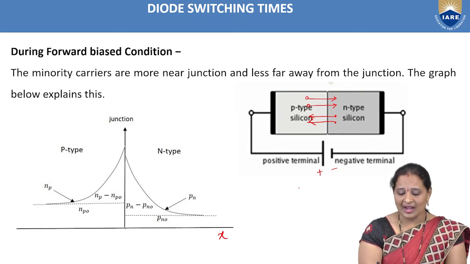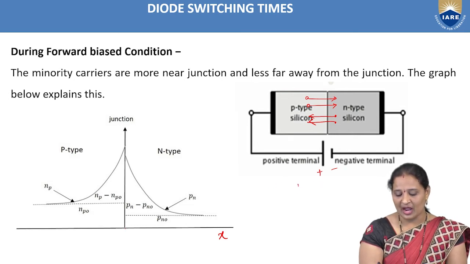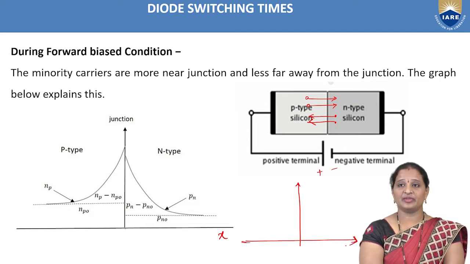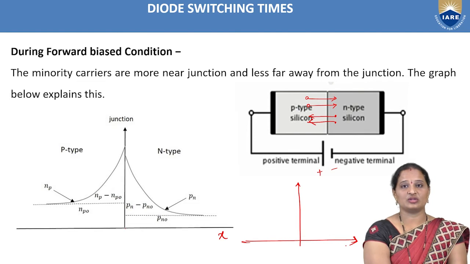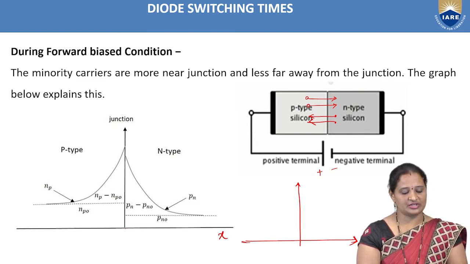So here, under equilibrium condition, what happens? Let us consider under equilibrium. Before discussing the forward bias condition, under equilibrium condition, we will see the carrier concentration.